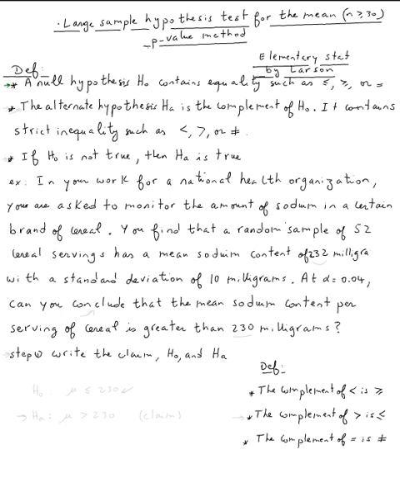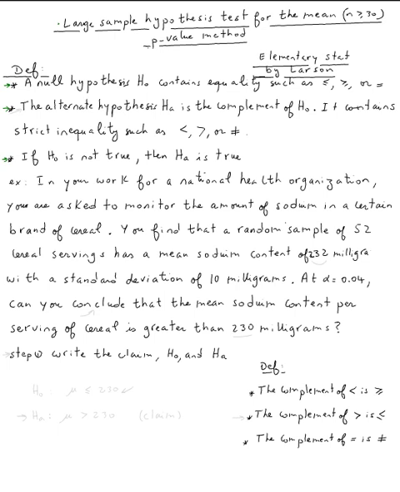First part of the definition: a null hypothesis H0 always contains the equality sign. The alternative hypothesis is the complement of the null hypothesis, and it contains the strict inequality. And then the logic here is, if the null hypothesis is not true, then the alternate hypothesis is true. In other words, if H sub 0 is probably not true, then H sub A is probably true. So that's what we're going to use for logic.